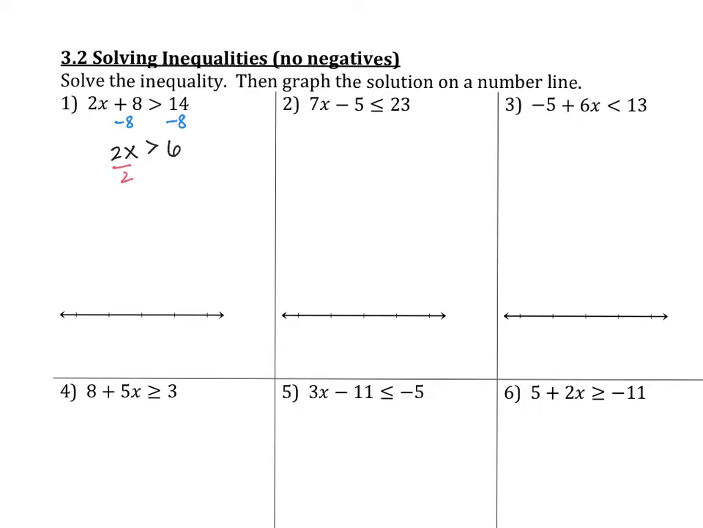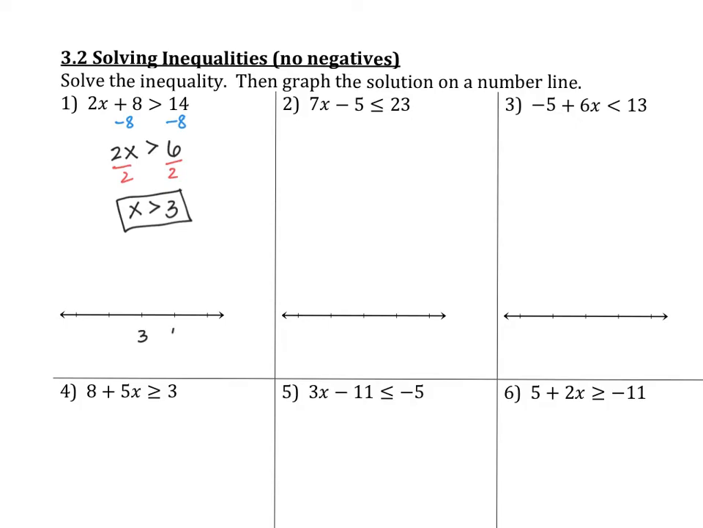Okay, I'll divide by 2. Bring down the x, bring down the inequality. 6 divided by 2 is 3. So if it just told me to solve, I would be done here. Because it's asking me to do a number line, I'm going to make sure I do my number line. The critical number is 3.